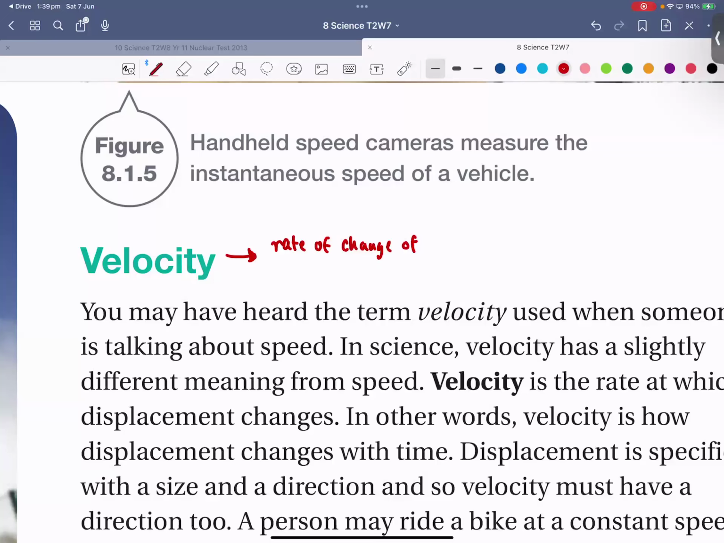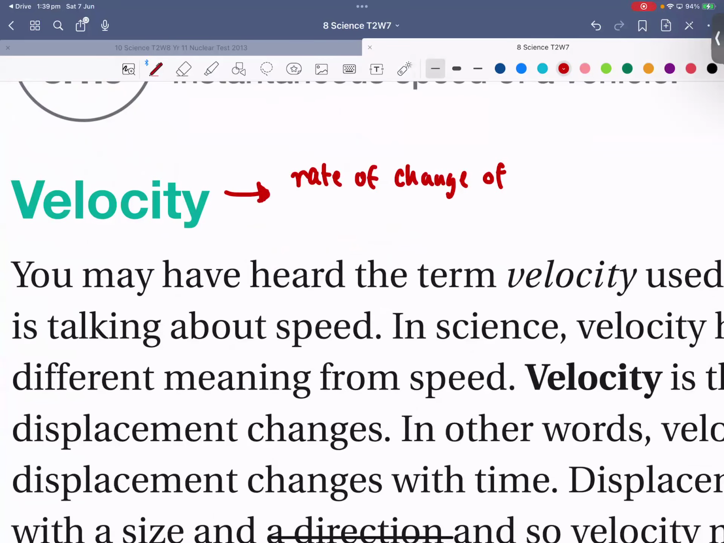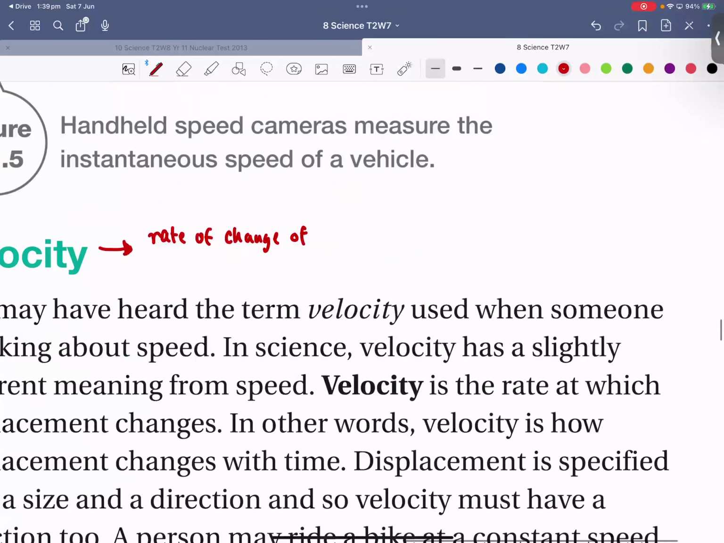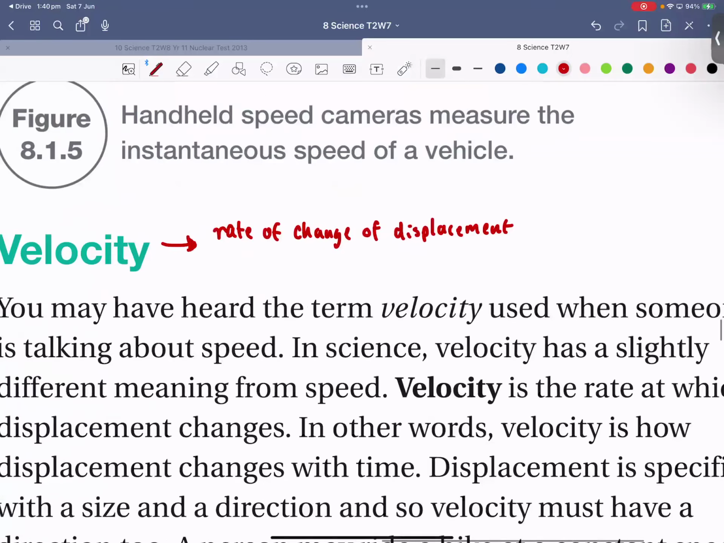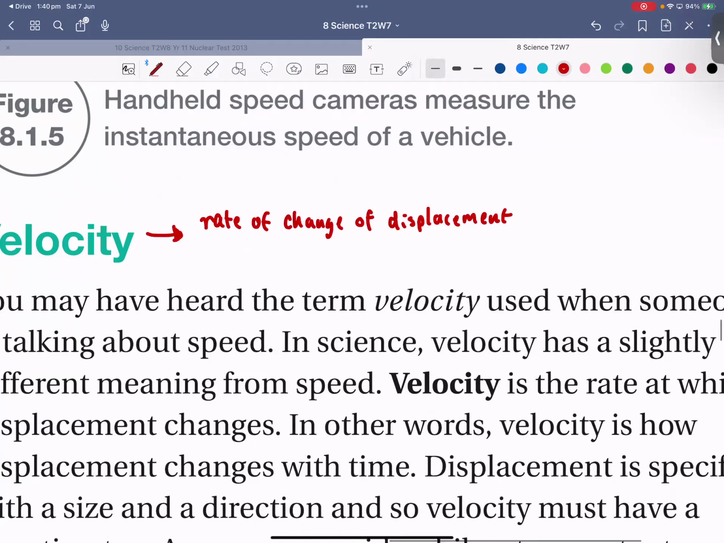Guys, we're going to be very, very careful when you define velocity. Velocity again is a vector. To define it, we have to say rate of change of displacement. It's very important to say rate of change and not just change, because velocity is how fast displacement changes over time.